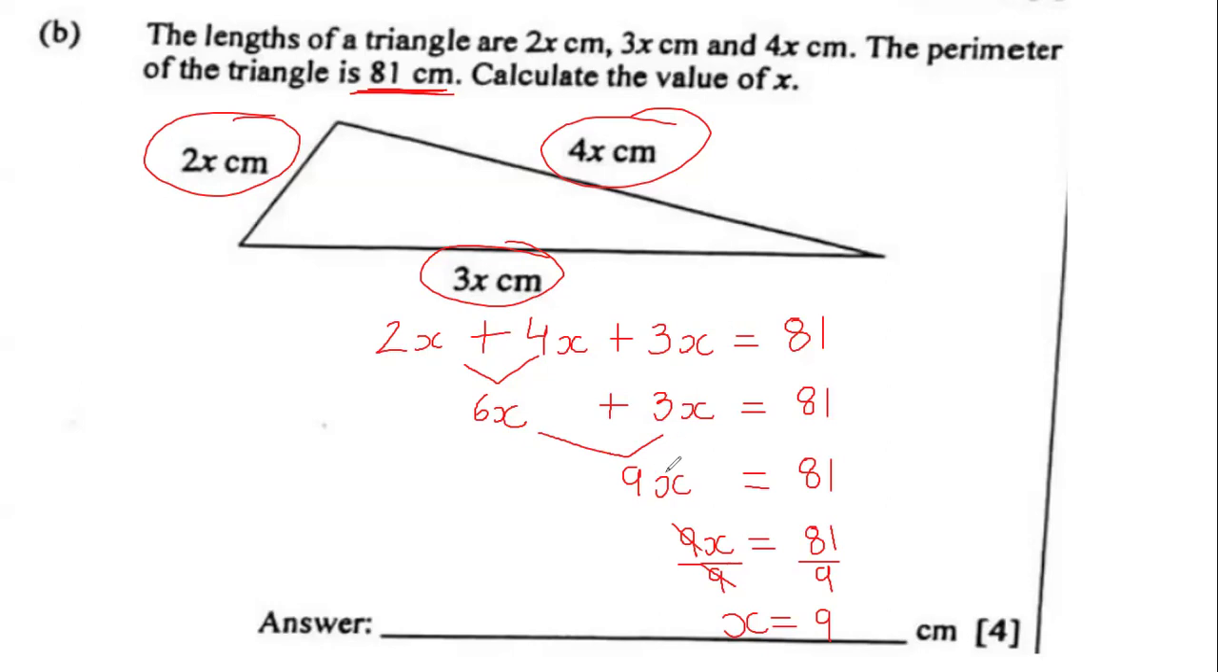And then we have 9x, which equals 81, which then we have to divide both sides by what? Divide both sides by 9. Then 9 divided by 9 gives us 1. We cancel those two. And 81 divided by 9 is what? 9. Okay. And so x is equal to 9. And that's how we get it.